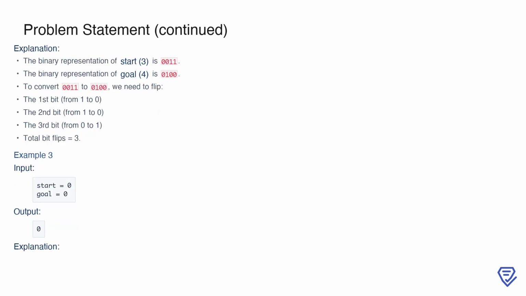Now, consider the second example where start equals 3 and goal equals 4. The binary representation of 3 is 0011, and the binary representation of 4 is 0100. To convert 0011 into 0100, we need to flip three bits. The first bit changes from 1 to 0, the second bit also changes from 1 to 0, and the third bit changes from 0 to 1. After these flips, the binary representation of start matches the binary representation of goal. Therefore, the output here is also 3. This example highlights how the number of differing bits directly determines the number of flips required.